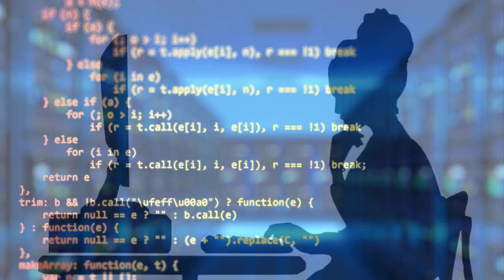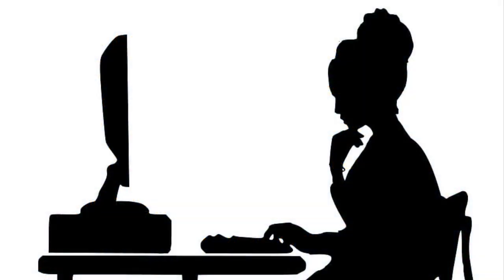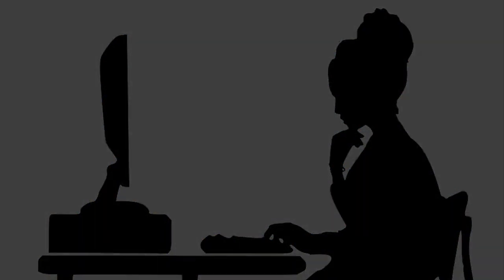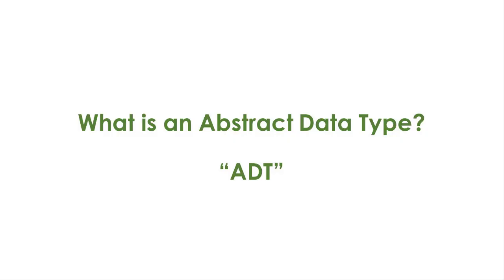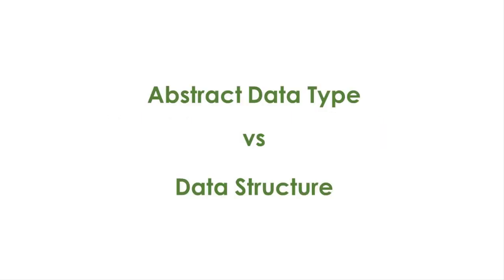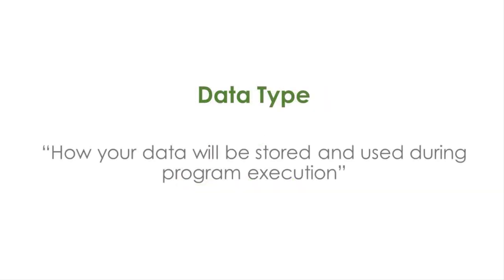Before we move forward, let me clarify some very important concepts so you don't get confused along the way. Here are the possible questions that you might ask. What is an abstract data type, or ADT? And how is it any different from the previous data structure that we've been discussing, like array? First of all, you may recall that the data type is simply an attribute which allows you to tell your compiler or interpreter how data will be stored and used during program execution.